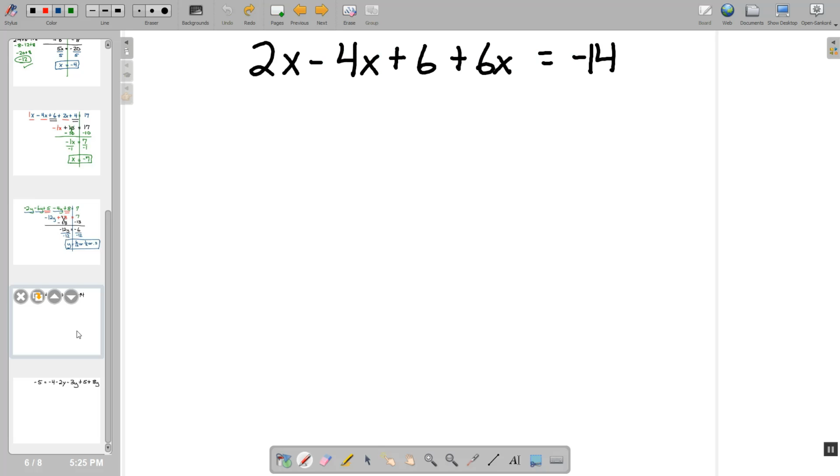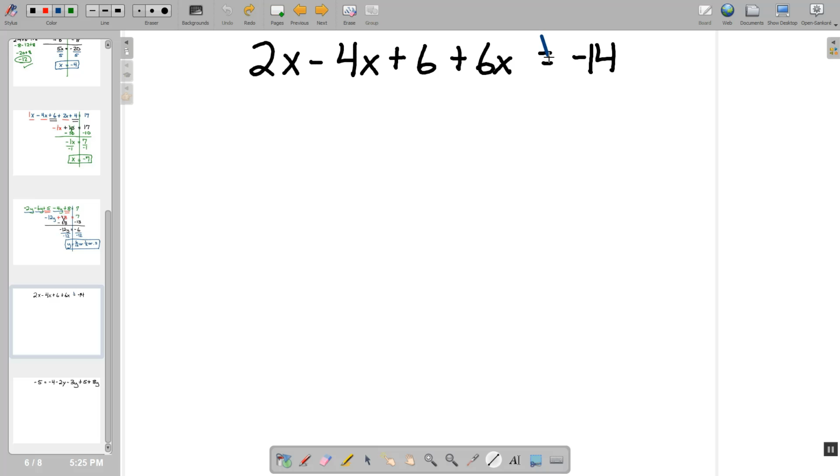Our video retake is going to only cover 2 problems. It's going to be pretty short. All we have to do for each of these problems is combine all of the x terms and combine all of the regular number terms on each side, and then solve the equation like we've been solving it before.